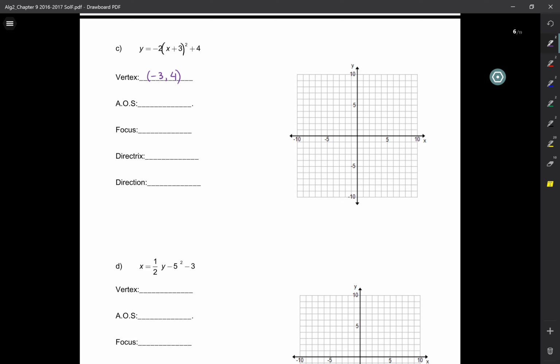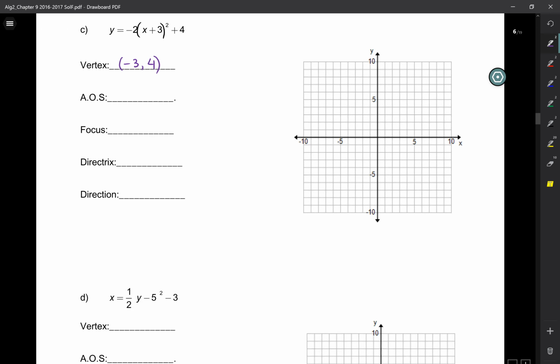It's x squared. So negative 3, comma 4 is here. And it is going to open down. It's x squared, so it's vertical. It's negative, so it's going to open down.